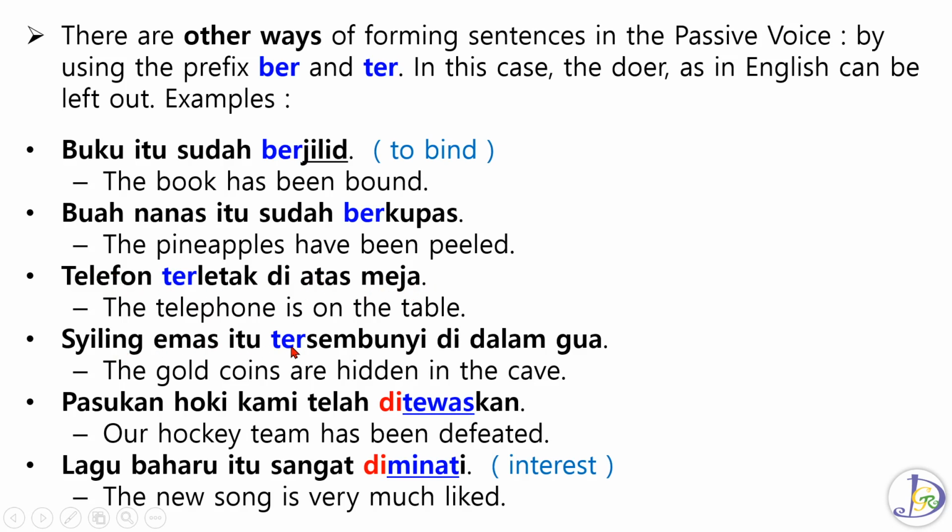Shilling emas itu tersembunyi di dalam gua. The gold coins are hidden in the cave. Pasukan hoki kami telah ditewaskan. Our hockey team has been defeated. Lagu baharu itu sangat diminati. The new song is very much liked. Minat means interest, but in this sentence it means like.